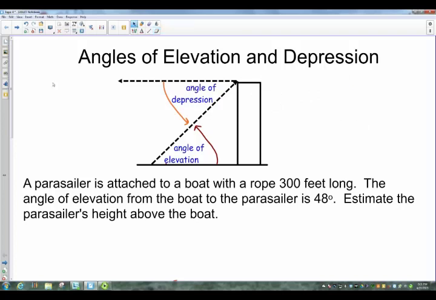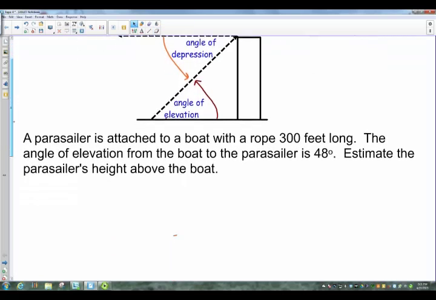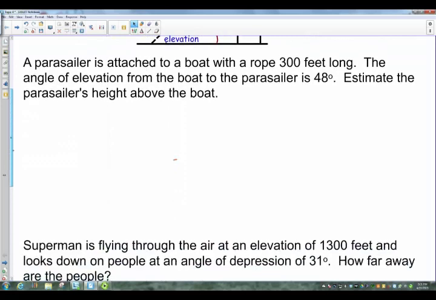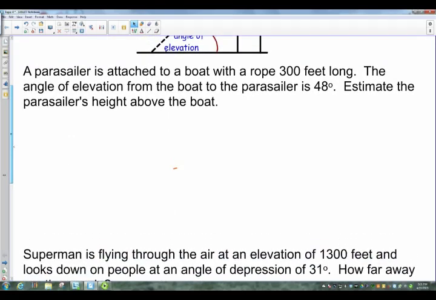All right, so let's see if we can make some sense of this. So it says a parasailer is attached to a boat with a rope 300 feet long. The angle of elevation from the boat to a parasailer is 48 degrees. Estimate the parasailer's height above the boat. All right, best way that I've found to do these problems is to draw yourself a picture.